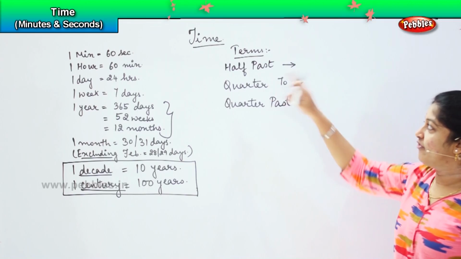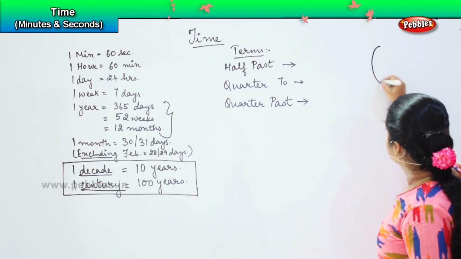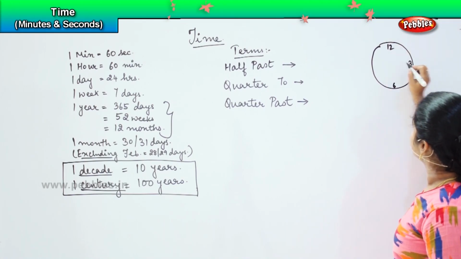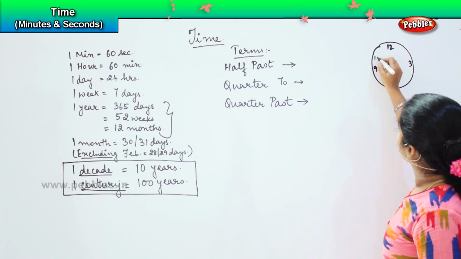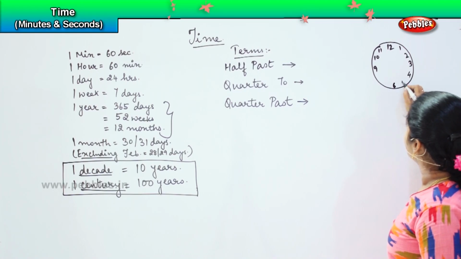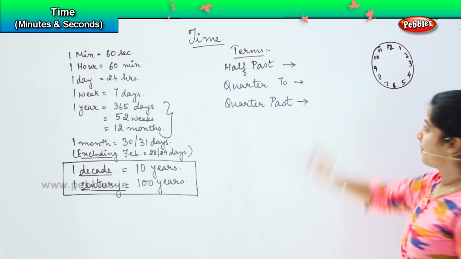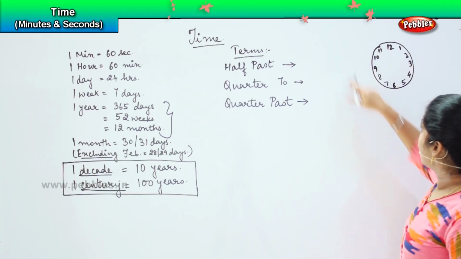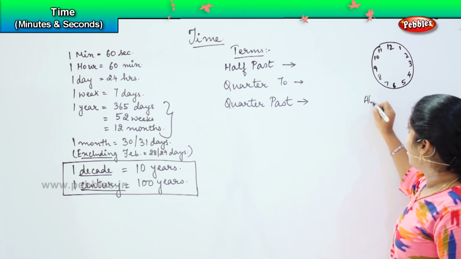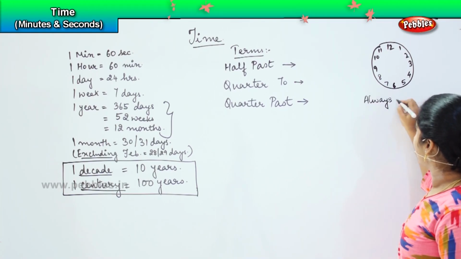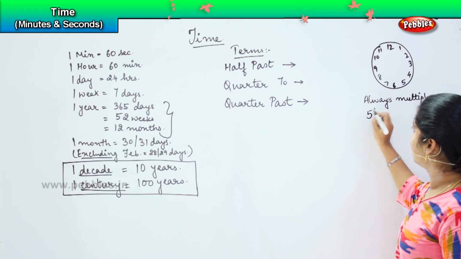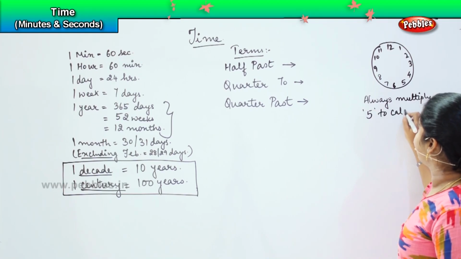So when I say half past, so you know that, say for example, this is your clock, okay, 12, 6, 3 and 9. Fine. So I am drawing a clock for you to understand this term better. Okay. You know our clock has got 12 numbers, right? And we always know that we always have to multiply 5 to calculate the time.